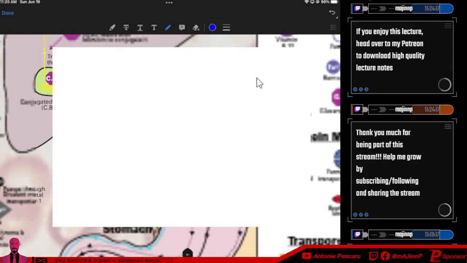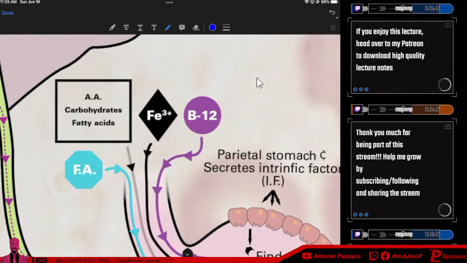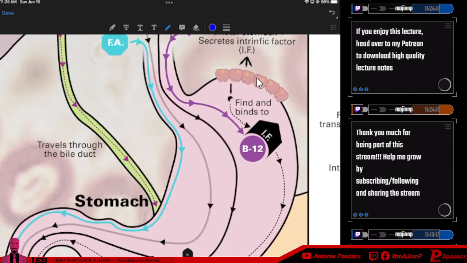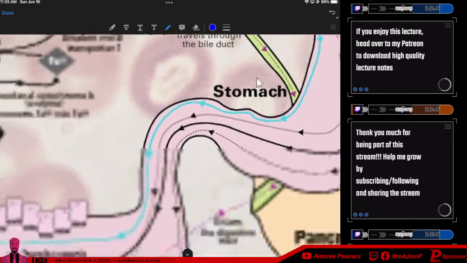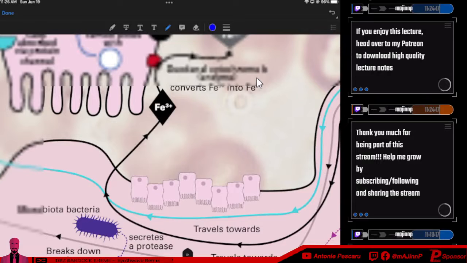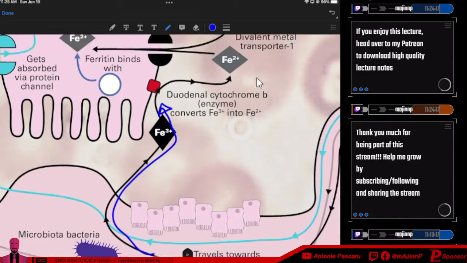Finally, we get to our iron. Iron is a little bit more special. Iron basically needs to... same thing. It travels inside the stomach, makes its way all the way to the intestinal tract. Once it's inside the intestinal tract, it's going to travel to our enterocytes again. As you can see, it travels to the enterocytes.